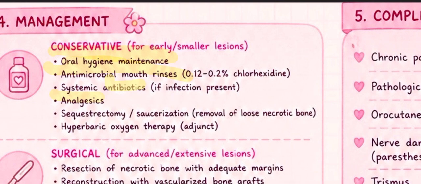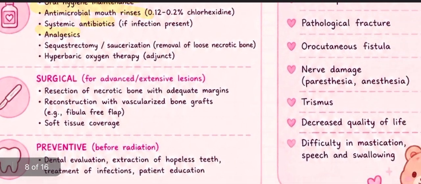So what is sequestrum? It is the bone fragments which form within the bone. So sequestrectomy is the removal of these loose necrotic bone. And hyperbaric oxygen therapy, we give oxygen as a treatment procedure to treat the hypoxia. And next is the surgical procedure for advanced or extensive lesions. So resection of necrotic bone with adequate margins, reconstruction with vascularized bone fragments, then soft tissue coverage. These are the surgical procedures.